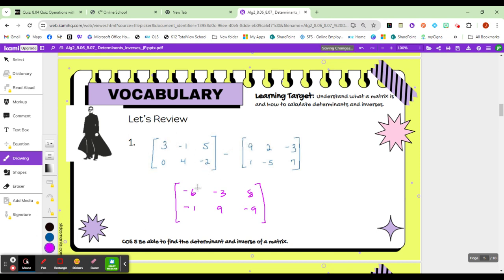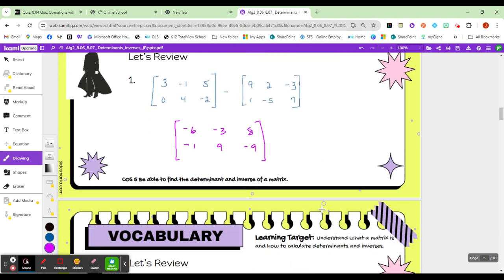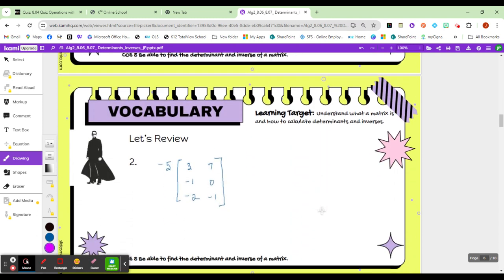3 minus 9 is -6. -1 minus 2 is -3. 5 minus -3 is 8. 0 minus 1 is -1. 4 minus -5 is 9. -2 minus 7 is -9. Okay, feel good about that. So that's my answer. So again, we're just reviewing all the way back from the first section in Unit 8.